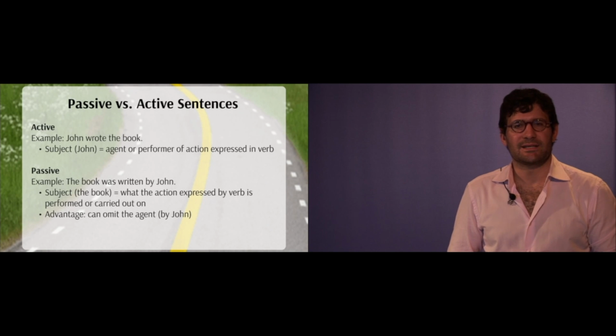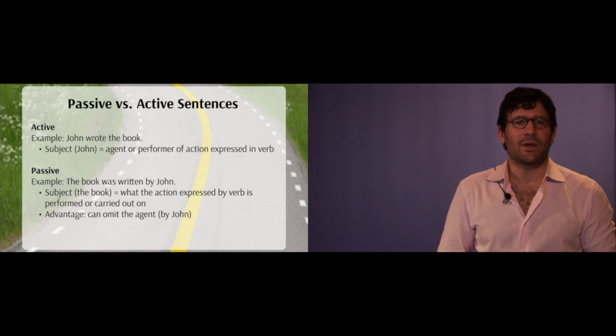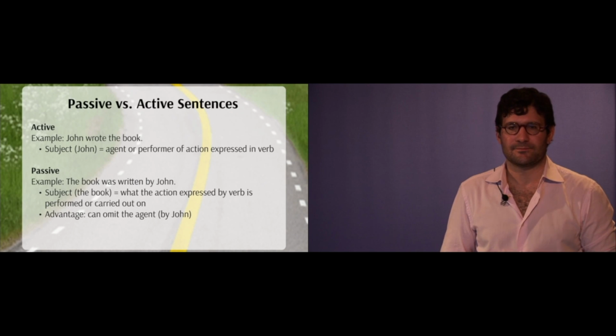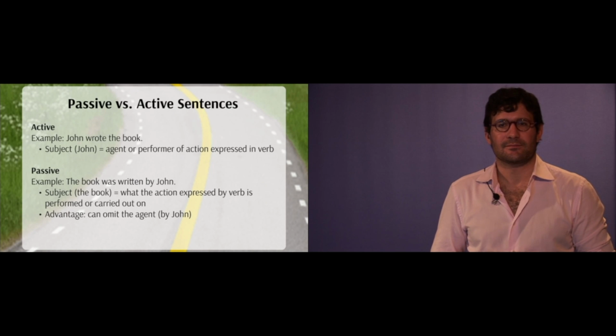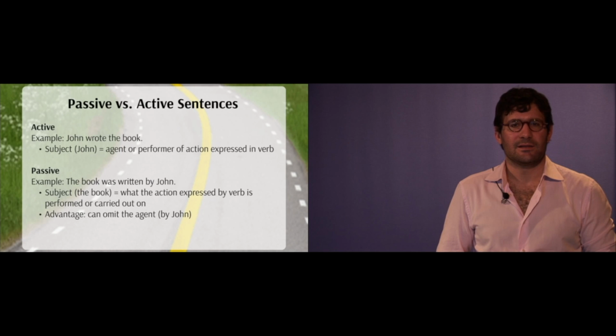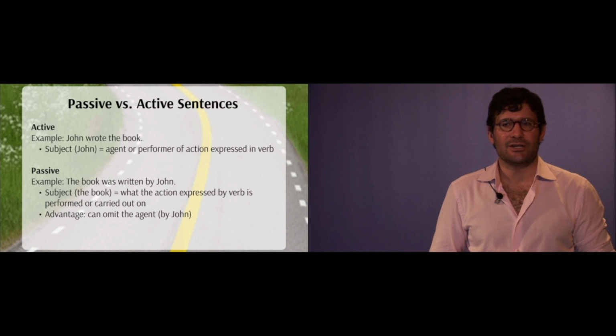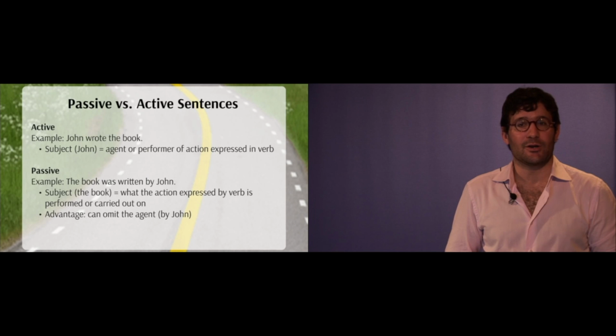The next problem that we're going to take a look at is the difference between passive and active sentences and when to use a passive sentence in English. Let's start with some definitions. An active sentence. The example, John wrote the book. In an active sentence, the subject, John, is the agent or performer of the action expressed in the verb. So it is John who is writing the book.